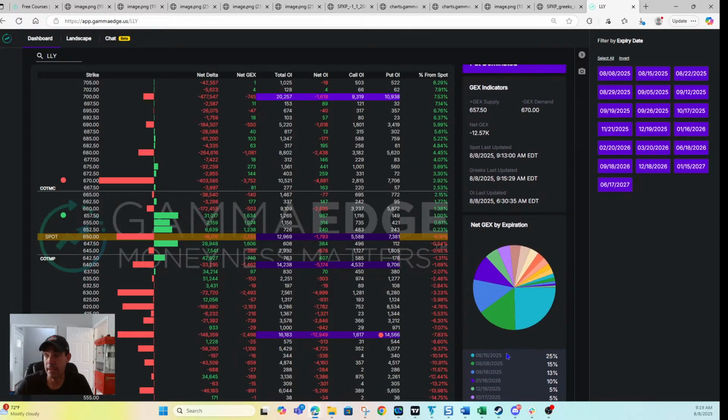So 25% of the GEX is expiring for monthly. So where that gets positioned will be key, I think. So for me, that's probably what I would be doing, is waiting.